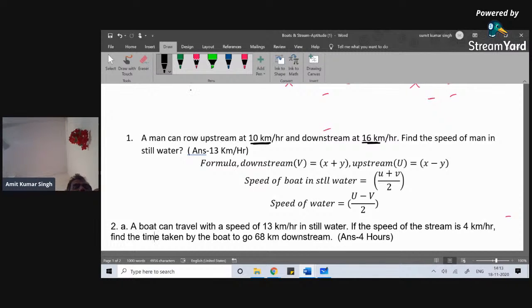When you're moving with the water, let my speed in still water be x and the water speed be y. So x plus y would be equal to 16. And if I'm moving against the water, then my speed would be less because water will act like a friction for me, and a lot of my energy and speed will get reduced because I'm trying to move against the water. So here the speed would be x minus y, that is equal to 10. So here I'm doing the first and then I'll do the second.